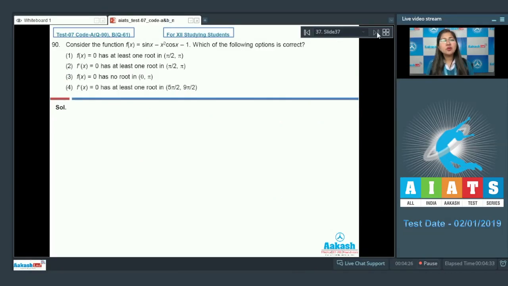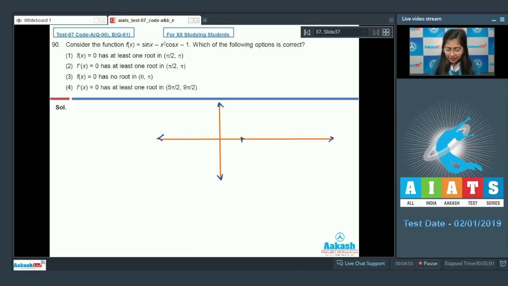Next is question number 90, which is the last question of this paper, right? That is, consider the function f(x) equal to sin x minus x square cos x minus 1. Which of the following options is correct? We have to discuss about the roots of f(x) and f dash x, right? So, let us try to make a tentative graph of this function, right? This is f(x).